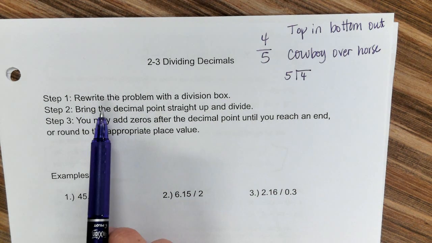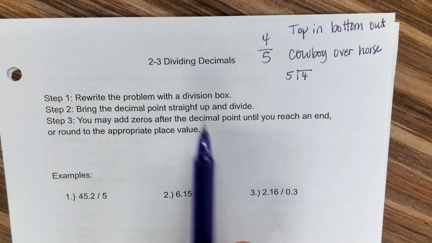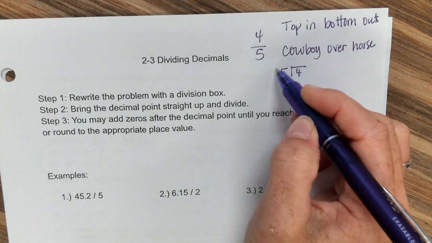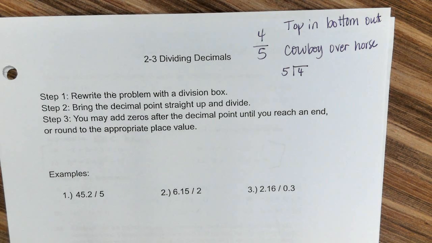You're going to bring the decimal point straight up. Okay? Now, can you have a decimal outside of the box? So we're going to talk about how to get rid of that too. And then you're going to add zeros if you need to at the end if you don't have enough place values. Okay? All right, here we go.